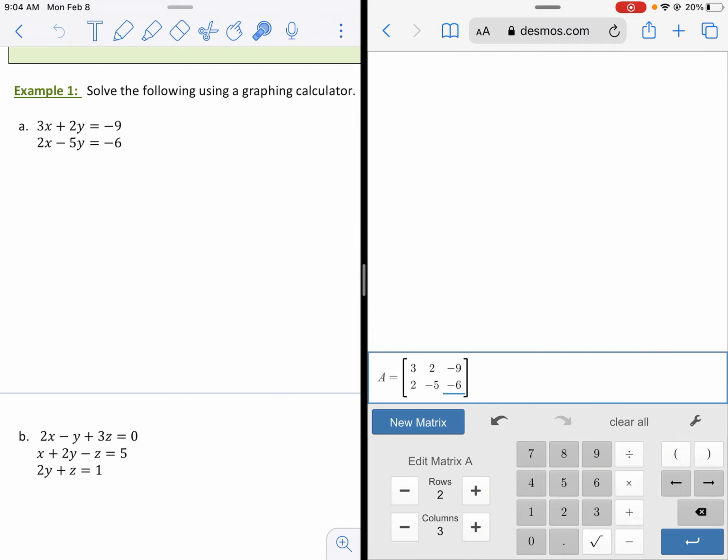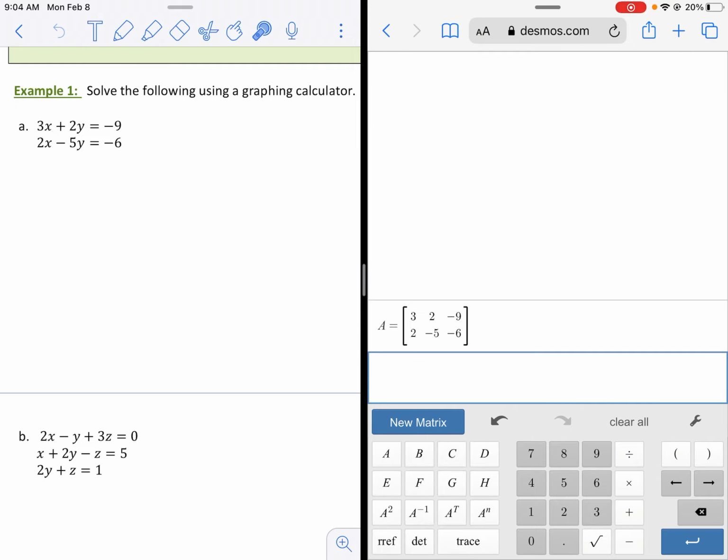Okay, so I typed my new matrix in. You could change your rows and columns down in the bottom left. Then I'm going to hit the blue arrow for enter. Now matrix A is typed in.